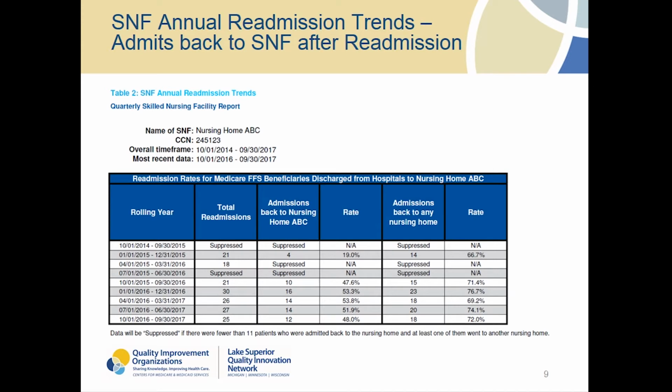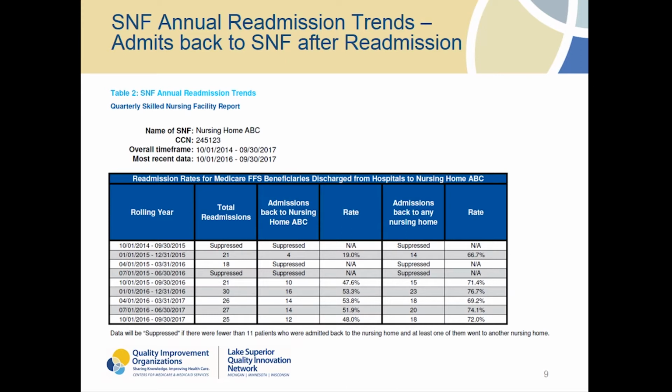Table 2 is a new addition to the reports that you would first have seen in the Quarter 2 2017 reports, which were sent out in February of 2018. This shows a summary of patients who come back to a nursing home after a hospital readmission. Any patients that were included in the readmissions column in the previous table, which was Table 1, will appear in this table in the total readmissions column.